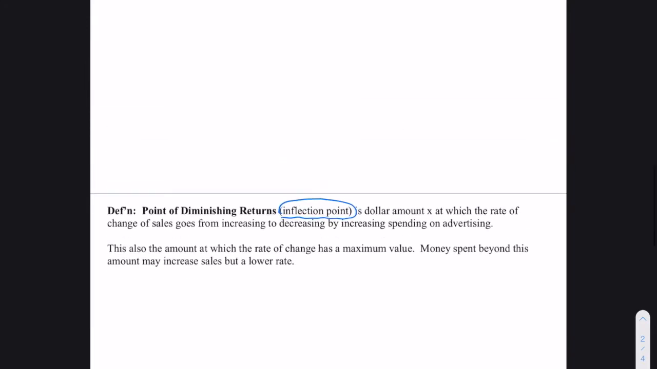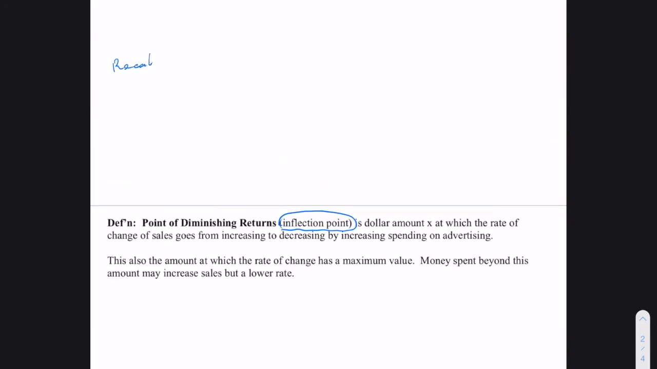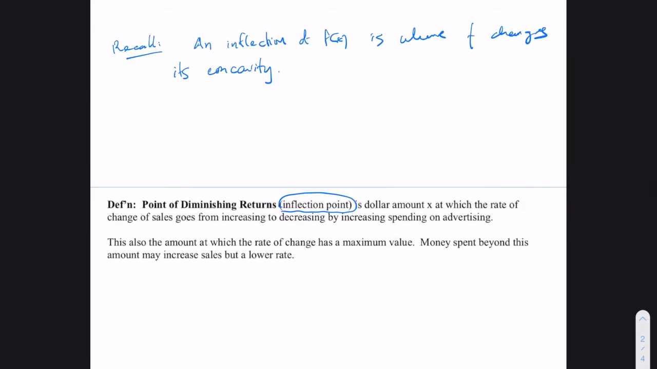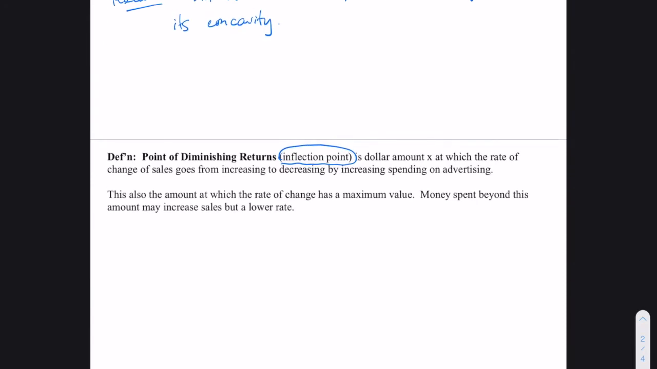So quickly, we know that an inflection point on the graph of f at x is where f changes concavity, meaning the function can be concave up before that inflection point and then concave down afterwards, or concave down to concave up. In economics, the term inflection point is referred to as the point of diminishing returns.